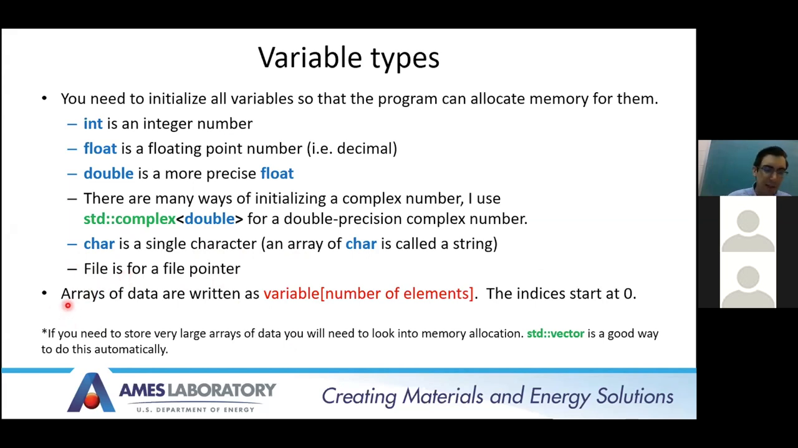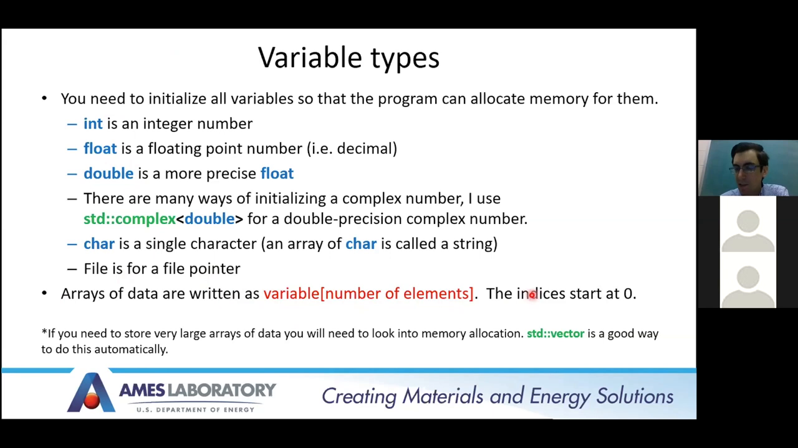The last thing is if you have an array of data, like a vector or a matrix or a list. The way that you would declare it is you would give the type of the variables, for example double, you'd write double. You give your variable a name, and then in square brackets, you would write the number of elements that this variable has.